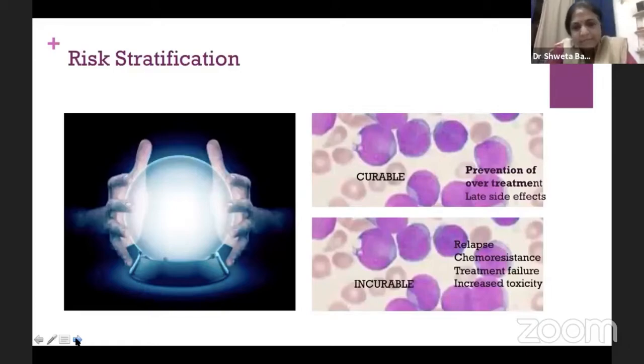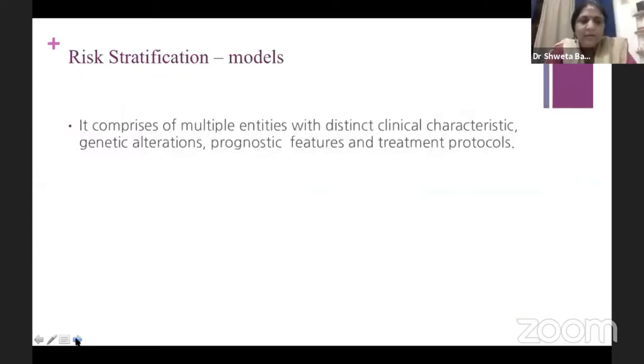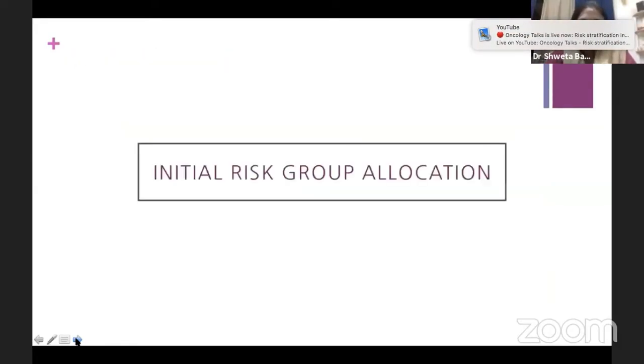So, as I said, when we are talking about curable malignancy, the first point that should come to our mind is that we should prevent overtreatment to prevent the late side effects. And if we come across an incurable malignancy, we should be aware of the relapse risk, chemo-resistant treatment failure, and increased toxicity, and accordingly, we should treat the patient. Risk stratification models are comprised of multiple entities with distinct clinical characteristics, genetic alterations, prognostic features, and treatment protocols. So how do we do initial risk group allocation?